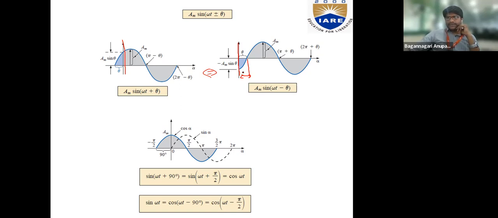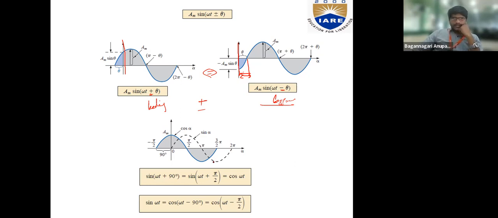Suppose this is coming after time theta, then I have to mention it as minus theta. And if it is already existing before the reference, then I have to add the angle, plus theta. So which one is considered leading and which one lagging with respect to the reference? This is considered as leading, and this is considered as lagging. So if I have plus or minus, what does it indicate? Lead or lag. Am I clear?